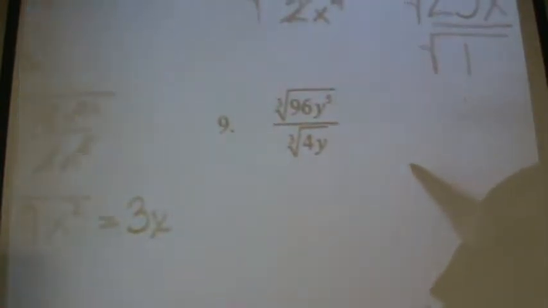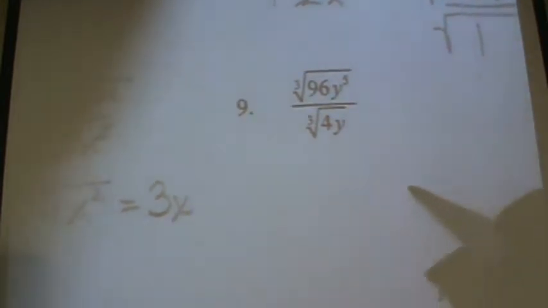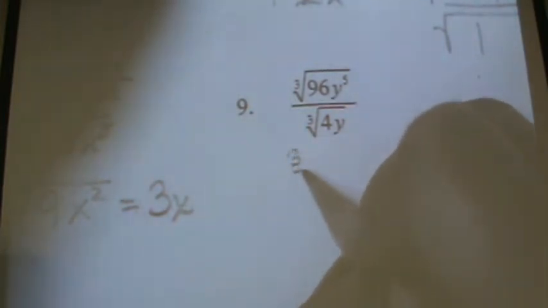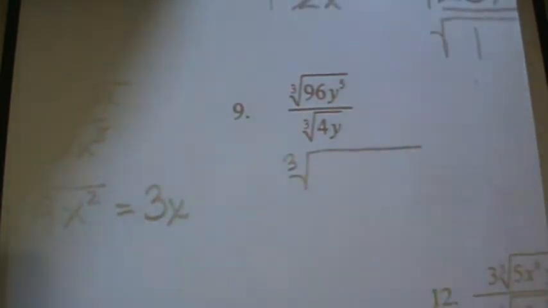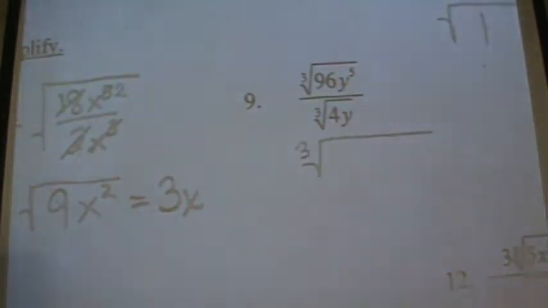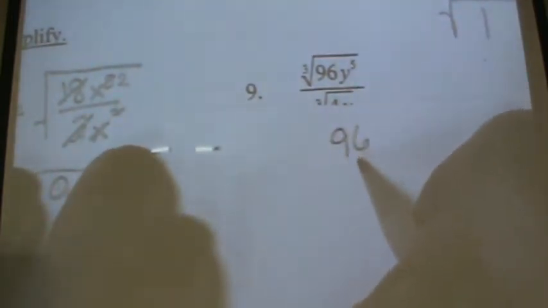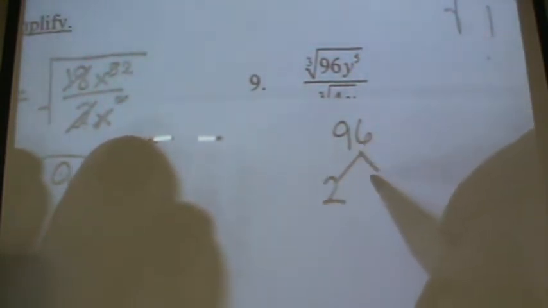Number 9. I'm going to break 96 up, and I'm going to break it up into its prime factors. So if you think about 96, 96 is an even number. So if I took 96 and I broke it, it ends in a 6. So 2 goes into it how many times?